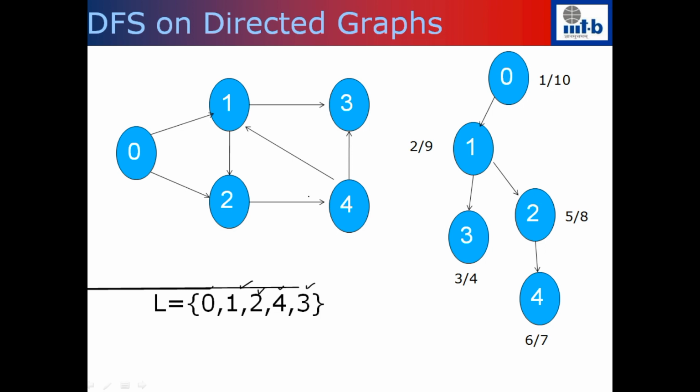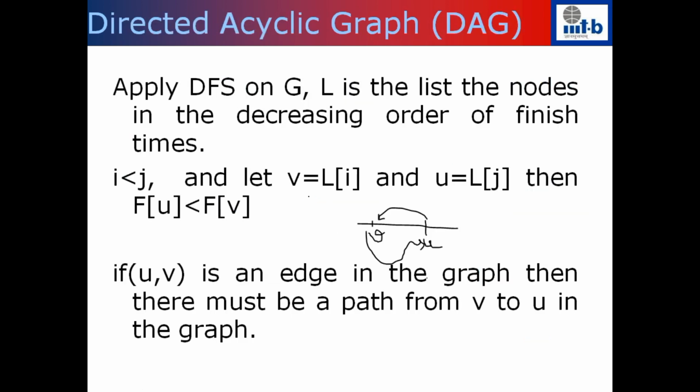So if you do the topological sort, this ordering of these vertices in the decreasing order of the finish time is actually called the topological sort of the given graph.